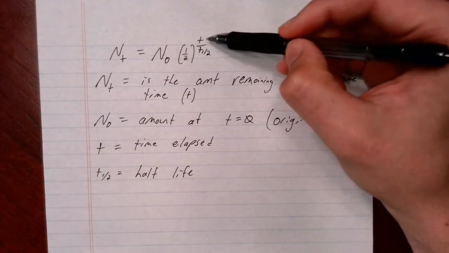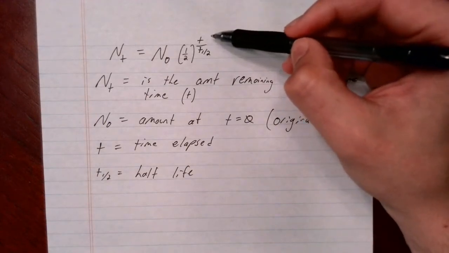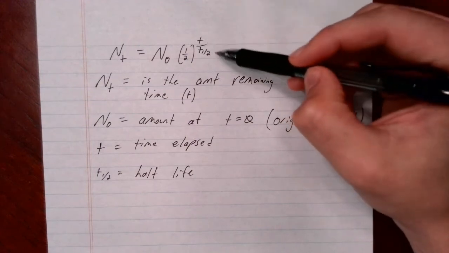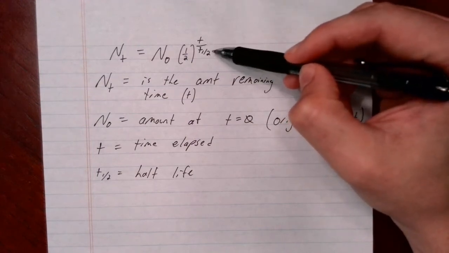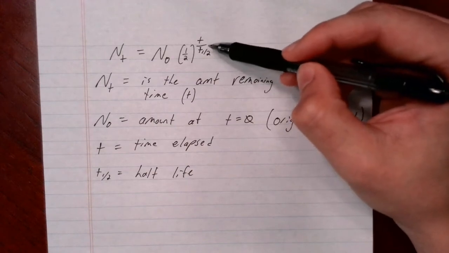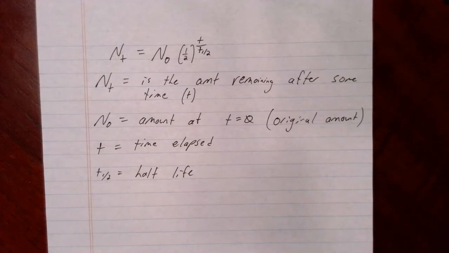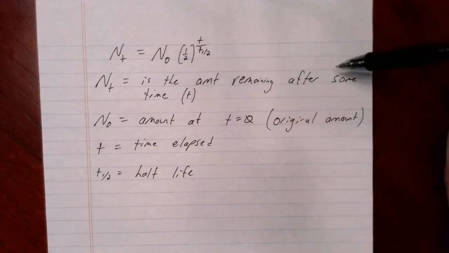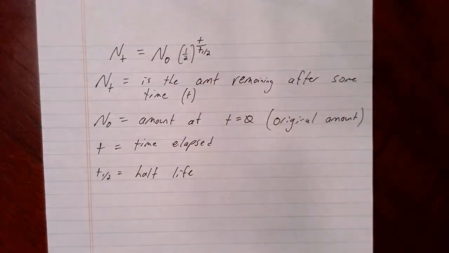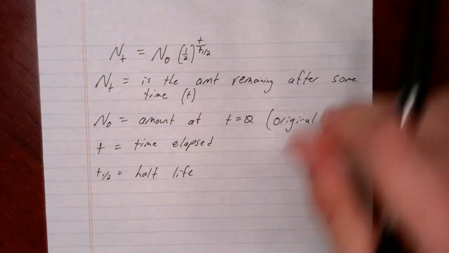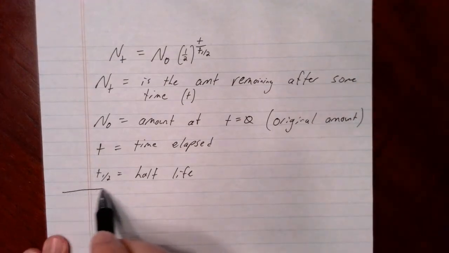We said the time that has elapsed is 1 minute, which is 60 seconds, because you have to make sure the times are in the same unit. So 60 seconds, time 1/2 was 5 seconds. So I did 60 divided by 5 and got 12. I raised 1/2 to the 12th power and I multiplied it by the original amount to get the amount remaining after time, which was 1 minute here. So we used this formula already. We just didn't quite have it in terms of a written out formula here.